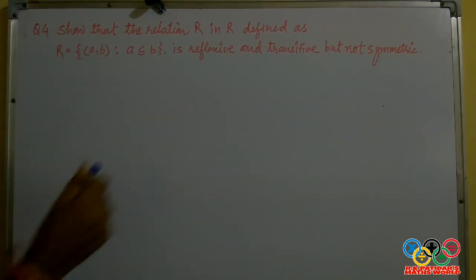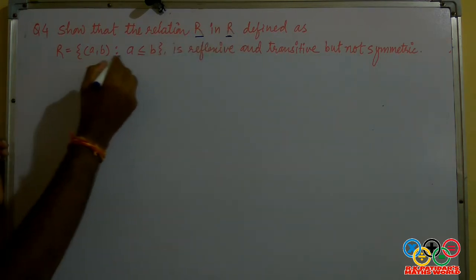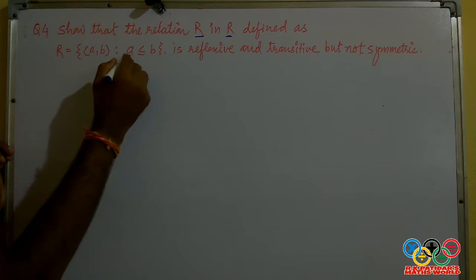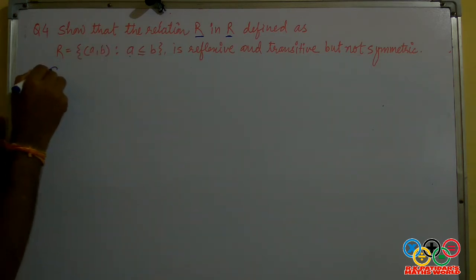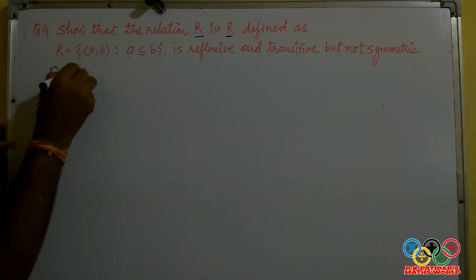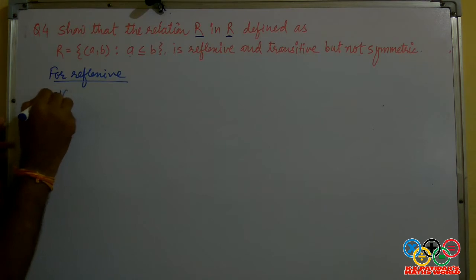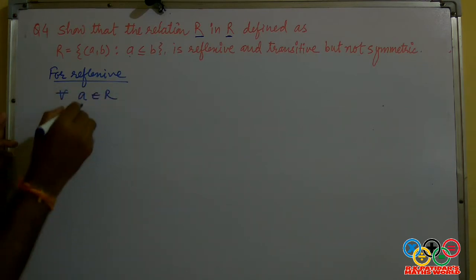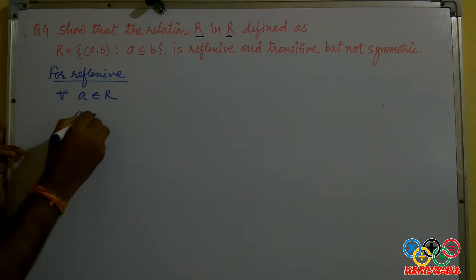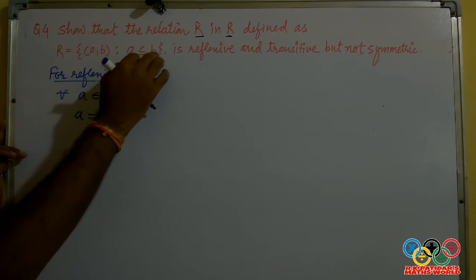Question number 4. The relation is defined on all real numbers, and the relation is (A, B) such that A is less than or equal to B. First of all, we will check for reflexive. For all A belongs to real numbers, A is equal to A. Here it is A is less than or equal to B.